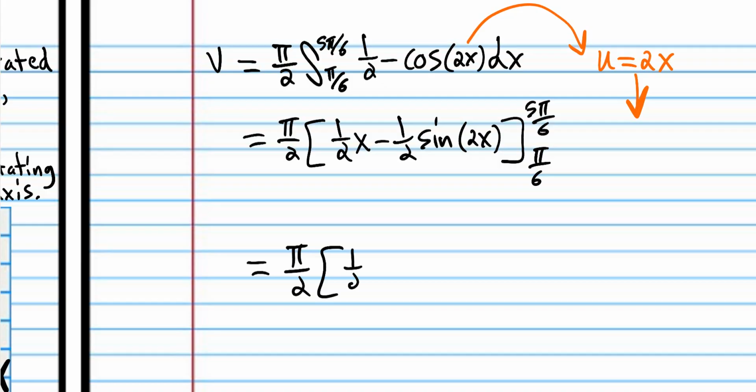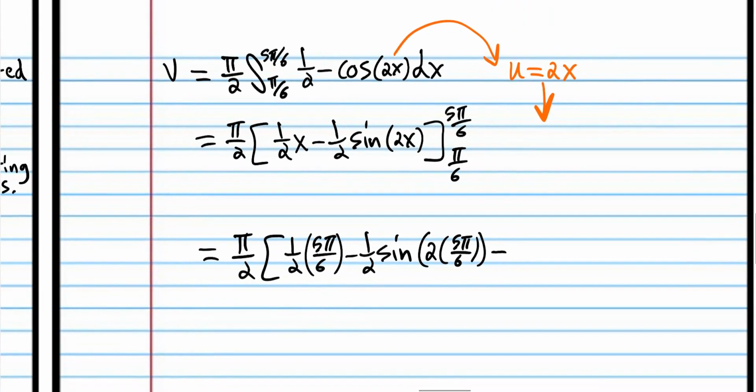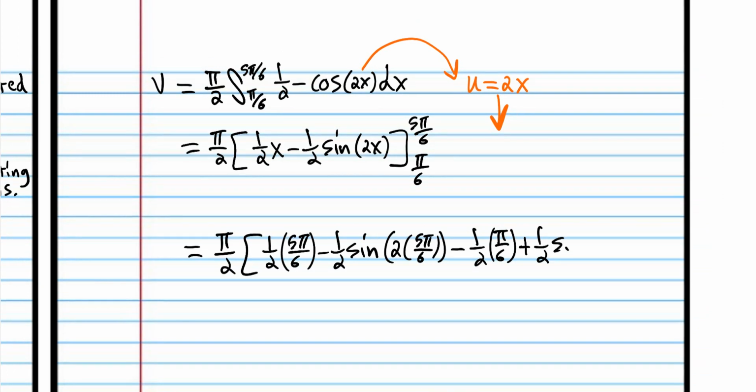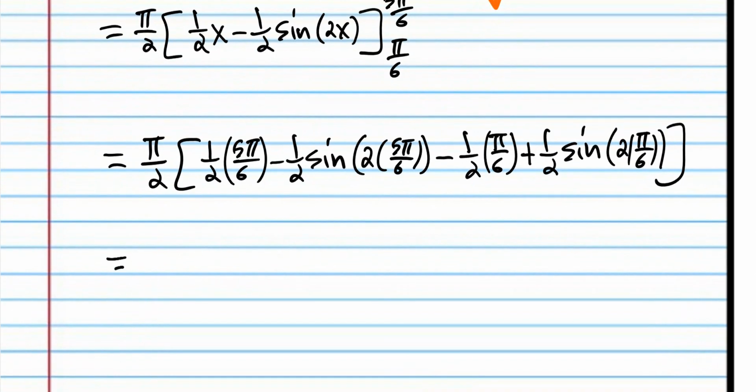so we're going to plug in 5 pi over 6. And then we're going to subtract the same expression with pi over 6 plugged in. And you have to change the signs when you subtract. You can show that, but it's going to get kind of tedious if you have to show every single detail of this. This is just basic algebra.